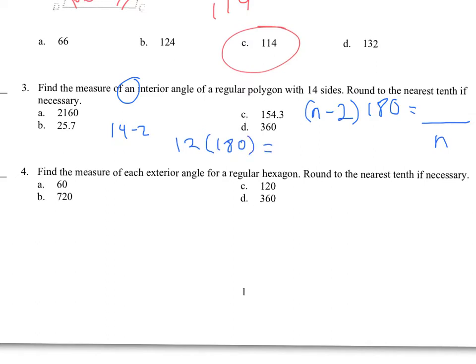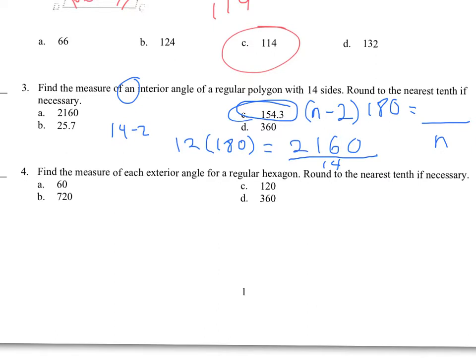Equals, let me do that real quick. I don't have my notes in front of me. 12 times 180 is 2,160. So that's the sum of all the angles. Now we have to divide that by the number of angles, which again was 14. So 2,160 divided by 14 equals 154.3 when you round it to the tenths place. So the answer is C.